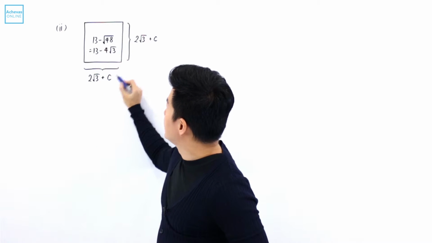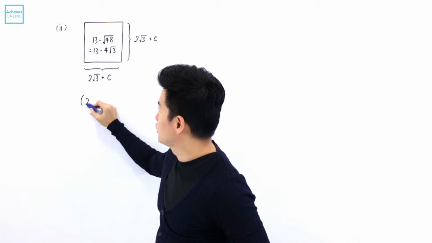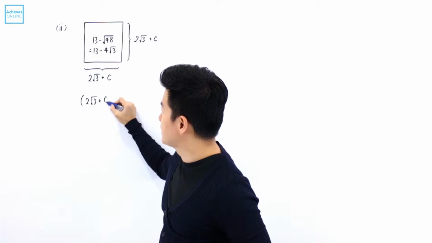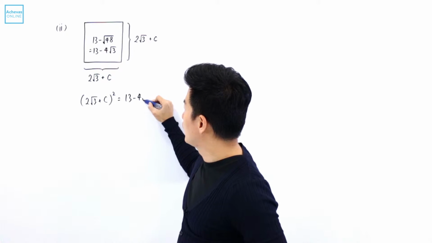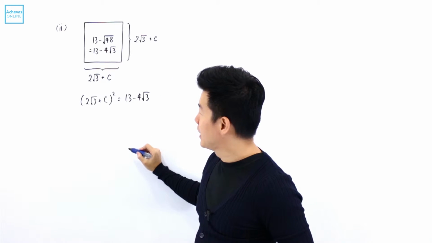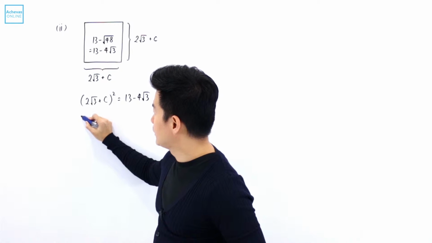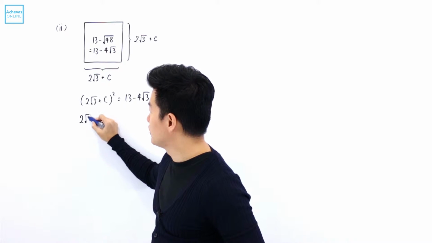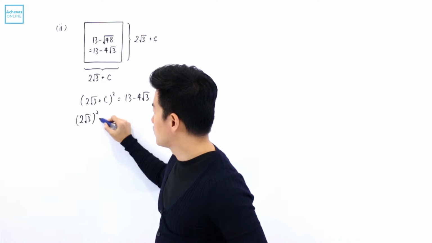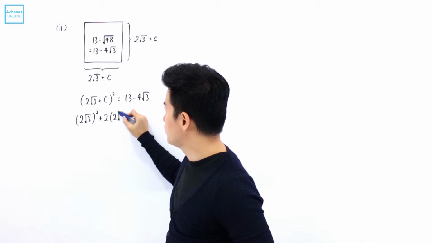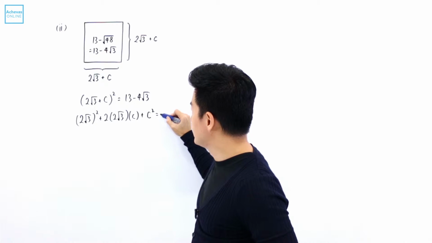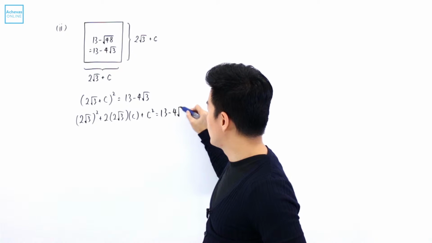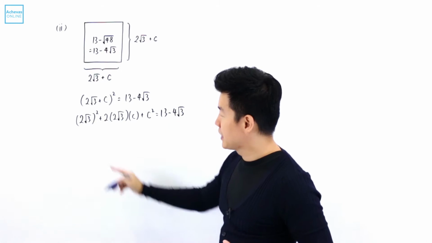is the area. This and this are the same, so it is (2 square root of 3 plus c) squared. This is 13 minus 4 square root of 3. Let's try to expand the left hand side. The left hand side is going to be (2 square root of 3) squared plus 2 times 2 square root of 3 times c plus c squared. This is 13 minus 4 square root of 3.